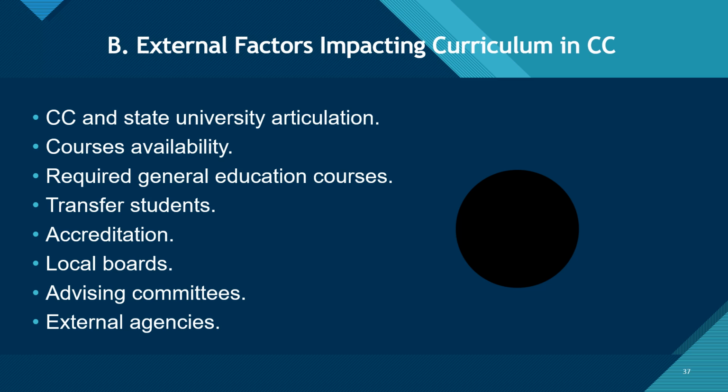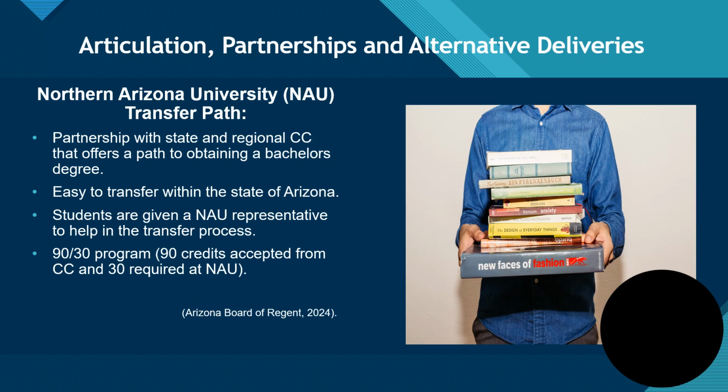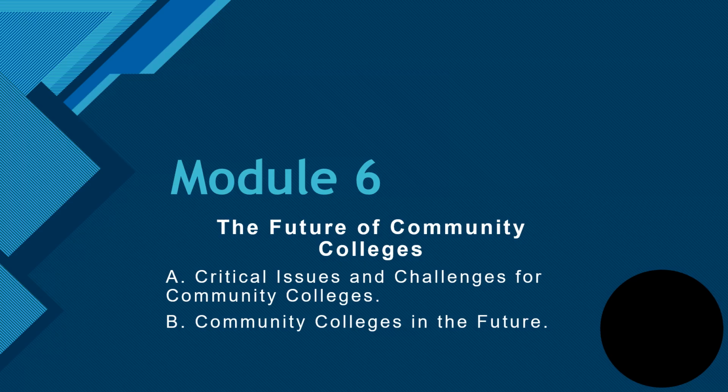There are some factors that affect curriculum in community college: state and university articulation, course availability, the rate of transfer students, accreditation, and some external agencies affect what type of curriculum is offered. Articulation, partnerships, and alternative delivery: specifically at NAU, they offer a 90-30 program where 90 credits can be taken at a community college with 30 credits to be taken at Northern Arizona. This helps to guide students onto a path to a bachelor's degree.